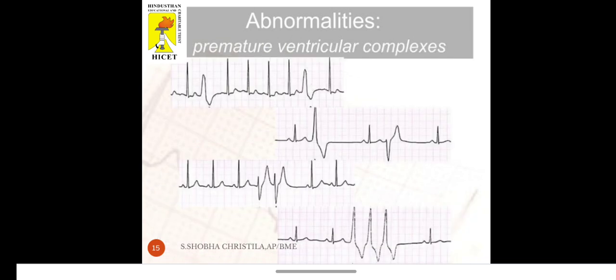Next we will see some of the premature ventricular complexes. These are the waves we can see. It is irregular waves of premature ventricular complexes.